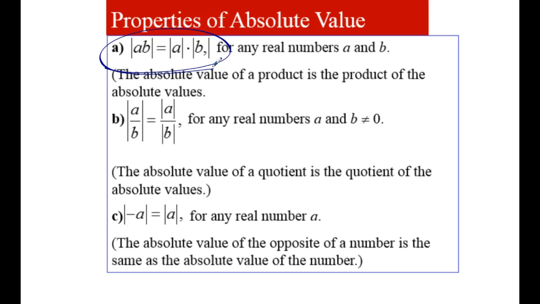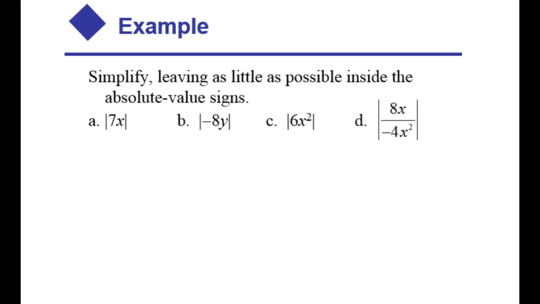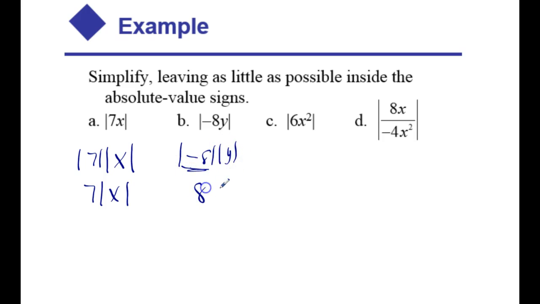So here are a couple of properties. The absolute value of AB is the absolute value of A times the absolute value of B. You could do the same thing with division. And as you know, the absolute value of negative A is still just the absolute value of A. So for example, take the absolute value of 7 times the absolute value of x. We know the absolute value of 7 is just 7. The absolute value of x I'm going to leave as the absolute value of x, because again, that could be a positive x or a negative x. Likewise over here, the absolute value of negative 8 is 8, and I'm going to leave the absolute value around the y.